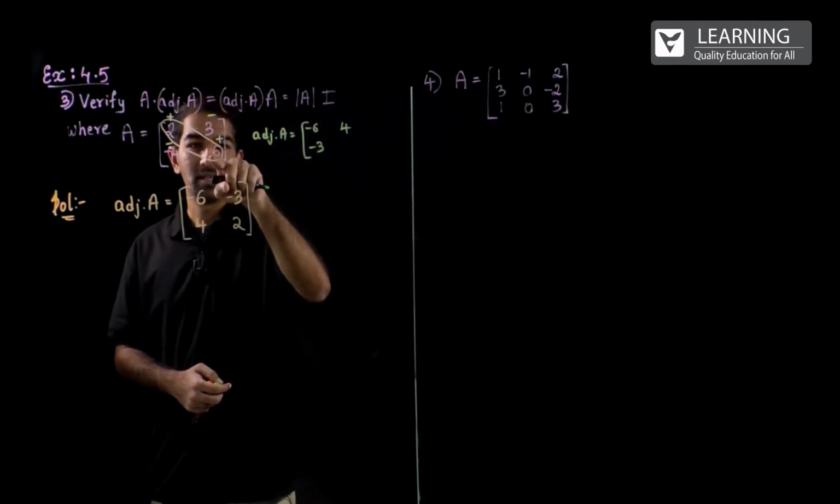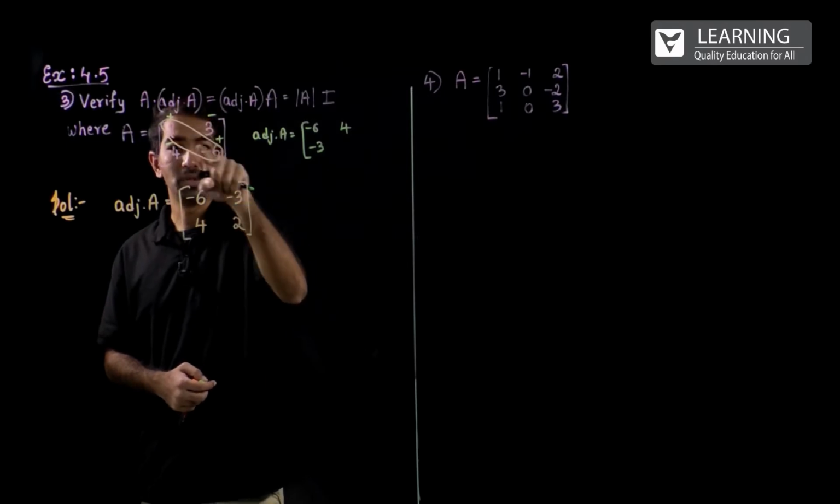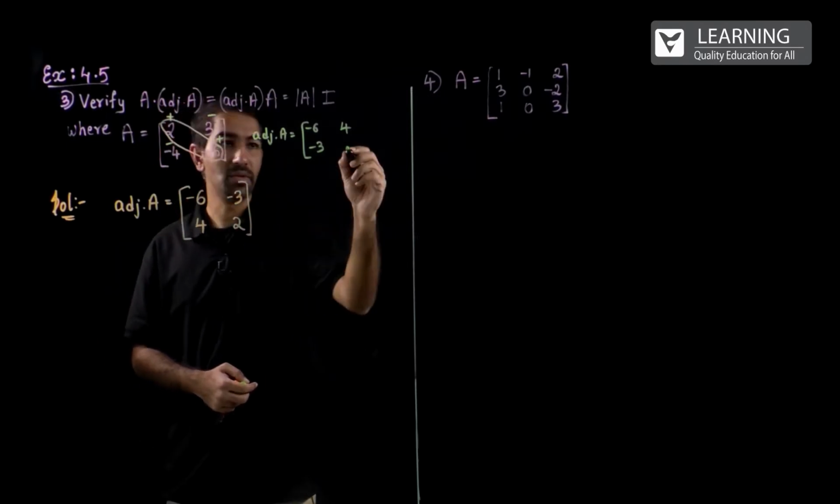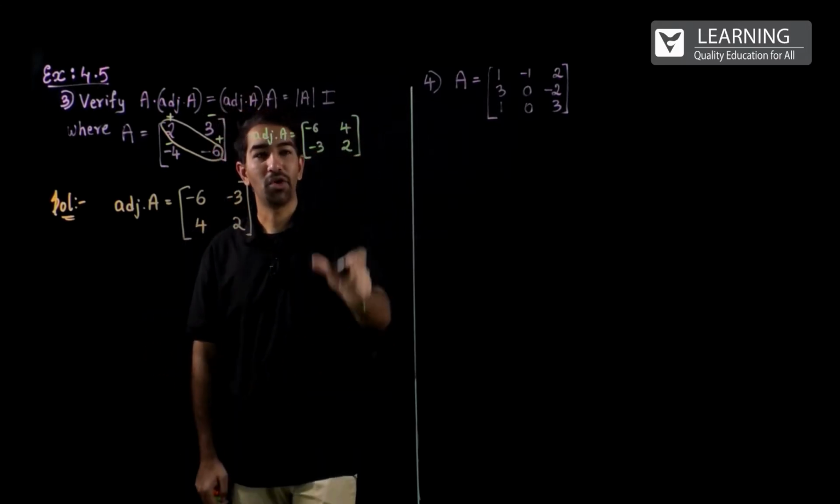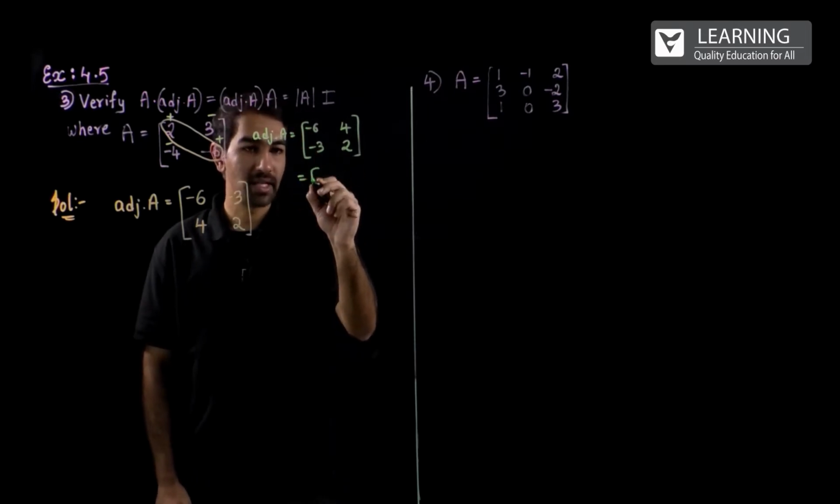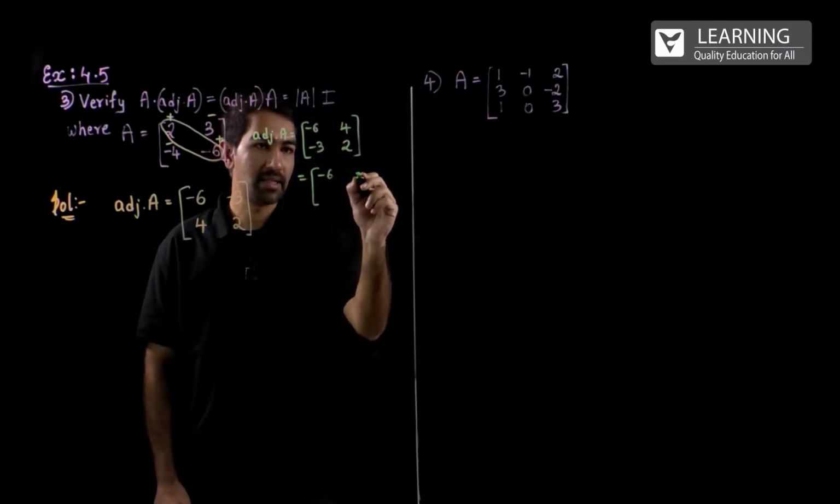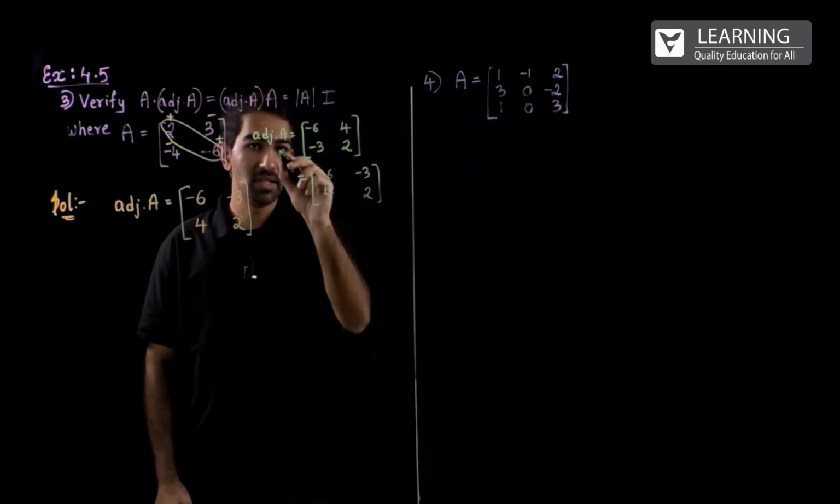And minor of minus 6 is 2. 2 into the cofactor of minus 6 is plus 2. So plus 2 as it is. So is this the right answer? No. So what we have to do here is take the transpose of this. So once you take the transpose, it becomes minus 6, minus 3, 4 and 2. So this will be our adjoint.